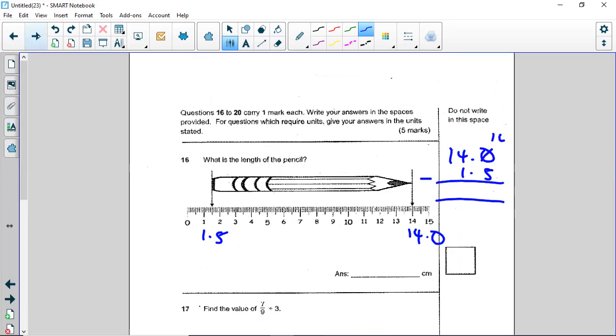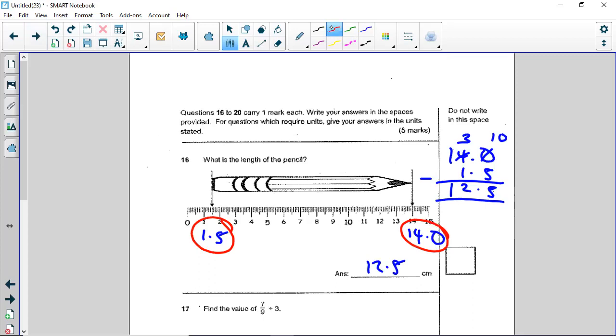You borrow and you lend. So you have a 5 and 2 and 1. So what's the length of the pencil? That will be 12.5. And how do you get the length of the pencil? You take the ending number minus the starting number. All right, that's how you get the length of the pencil.